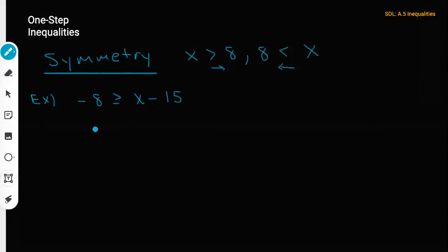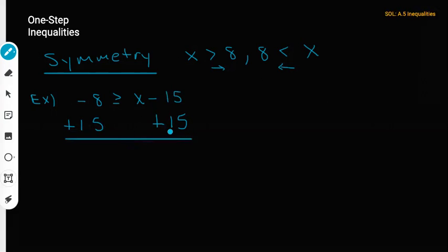So let's try this example right here. I've got -8 is greater than or equal to x minus 15. I want to solve for x. I want to get x by itself on the right side, but I have to get rid of this -15. So what I'm going to do is add 15 to both sides. Both sides of the inequality, I'm going to add 15 to.